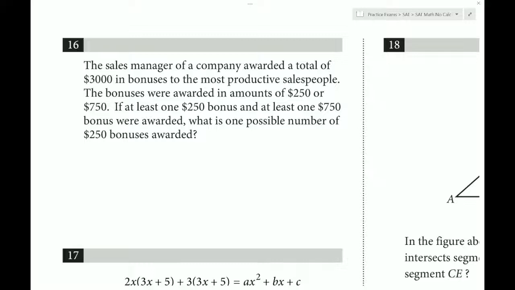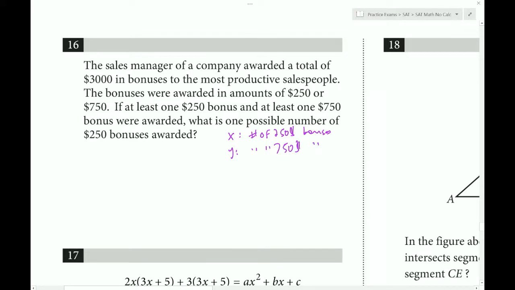So we're on question 16. The sales manager of a company awarded a total of $3,000 in bonuses to the most productive salespeople. The bonuses were awarded in amounts of $250 or $750. Okay. So perhaps we'll let x represent the number of $250 bonuses, and then y represent the number of $750 bonuses.